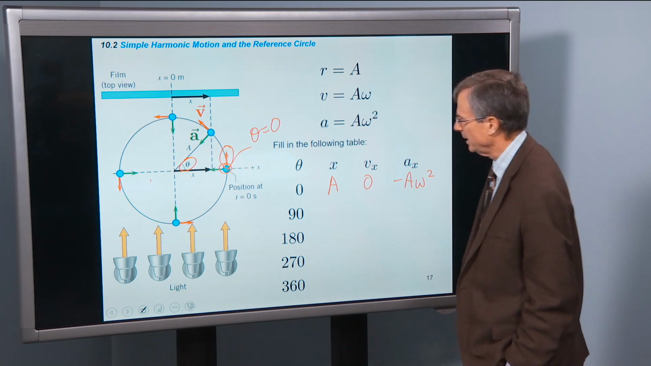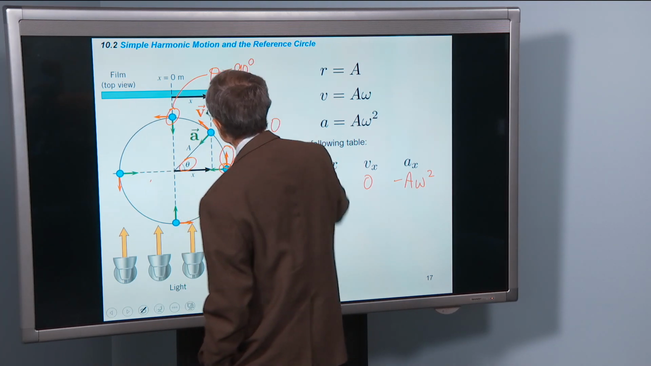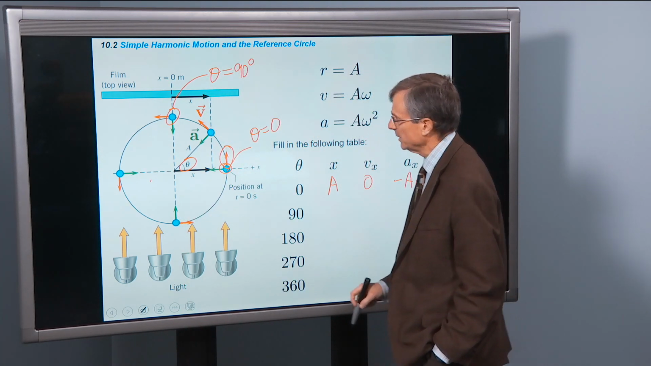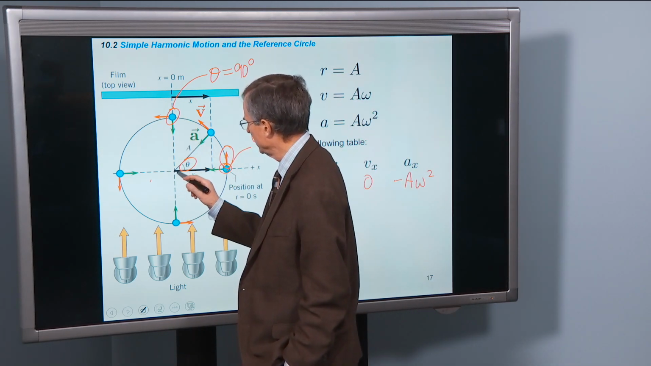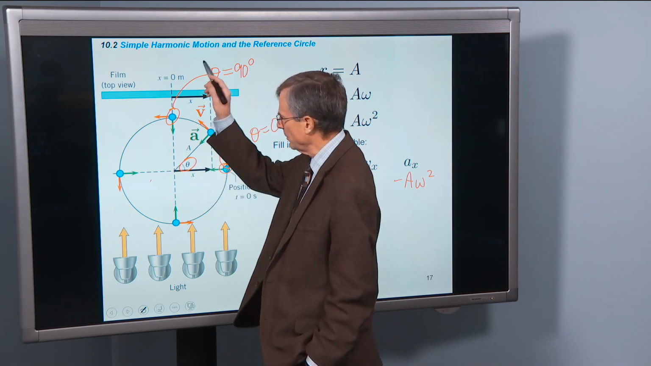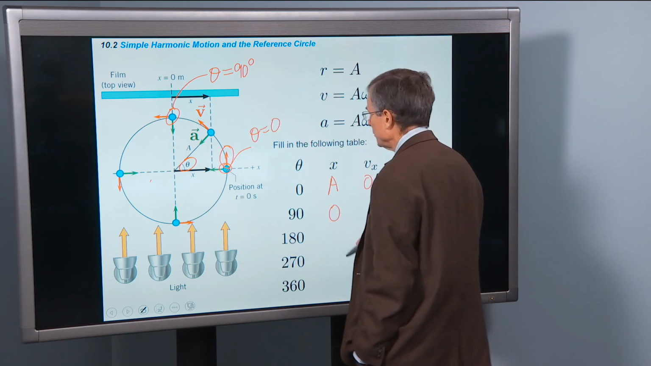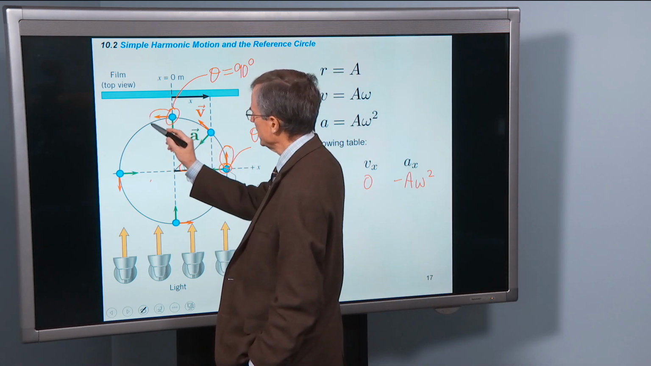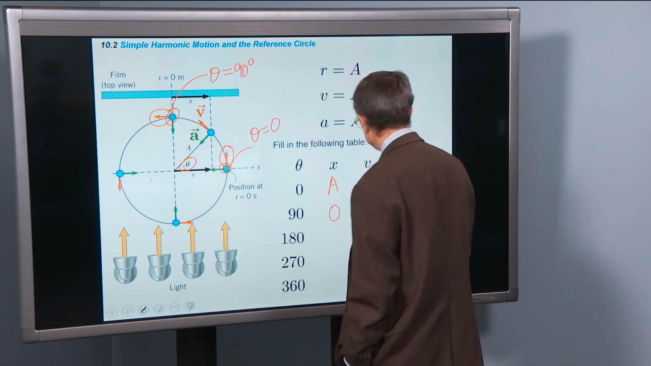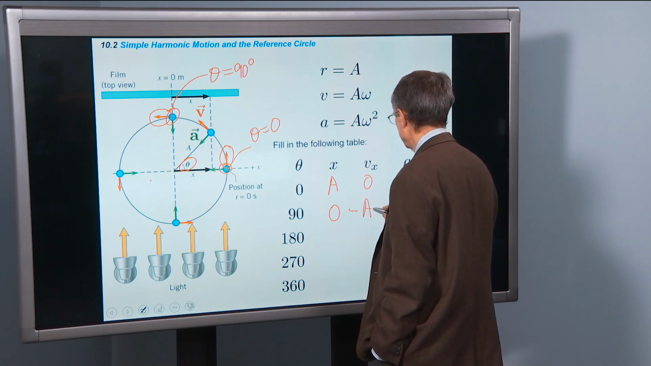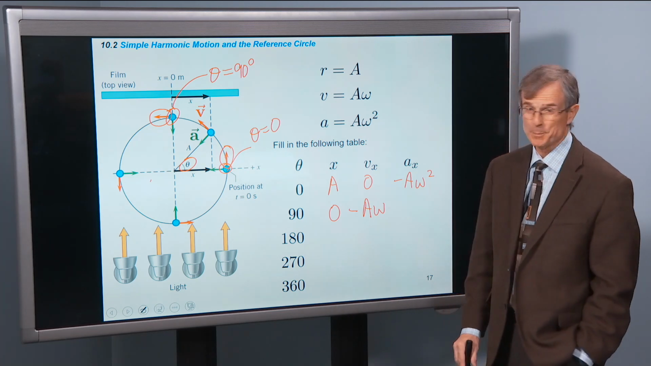What about at 90 degrees? That's this point right here. Let's look at the 3 vectors. X. What is x at this point? You say, here's the x-axis, here's the y-axis. Isn't x equals 0 there? And I say, yeah, sure. Vx, here's the velocity vector. It's red. It's pointing in the negative x direction. It's going to be its minimum value, the opposite of its maximum value.